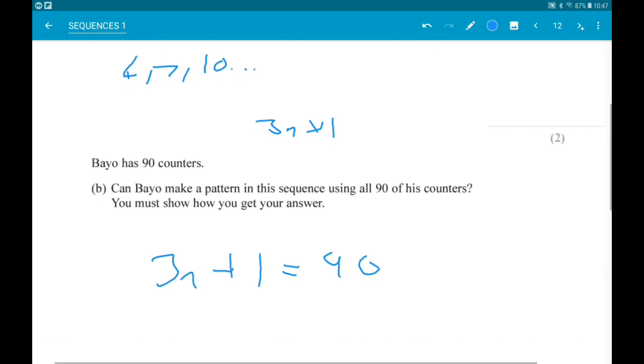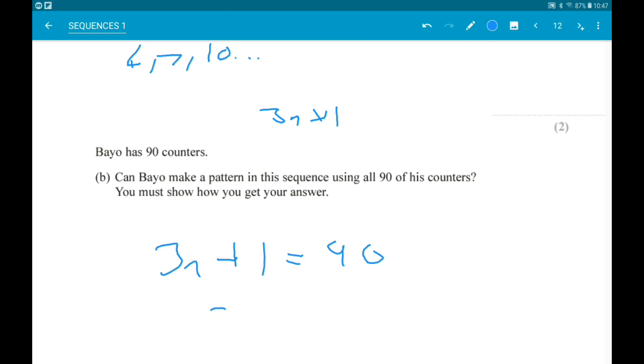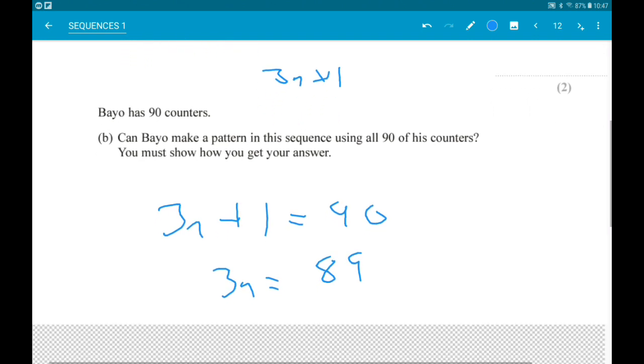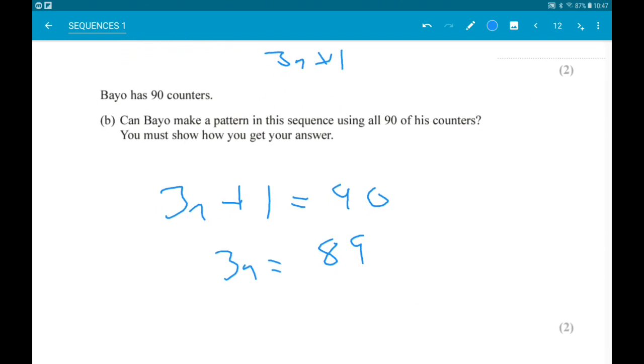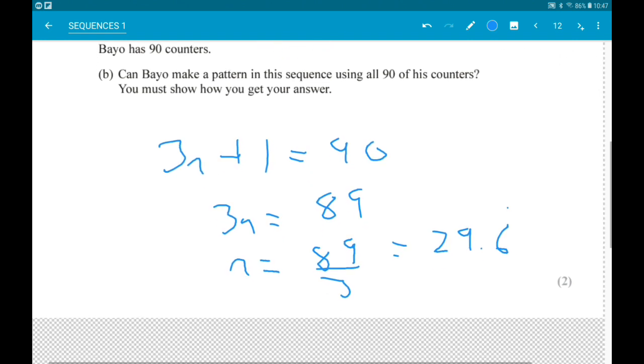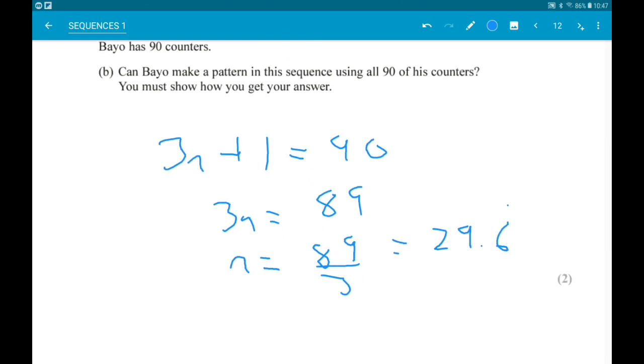So if we subtract 1, 3n equals 89. Now 3 does not go into 89. So we would get n is 89 over 3, which is 29.6 recurring. So because that is not a whole number, the answer is no.